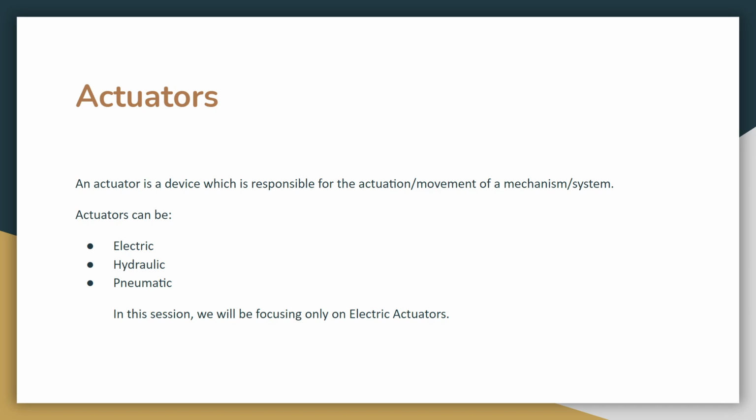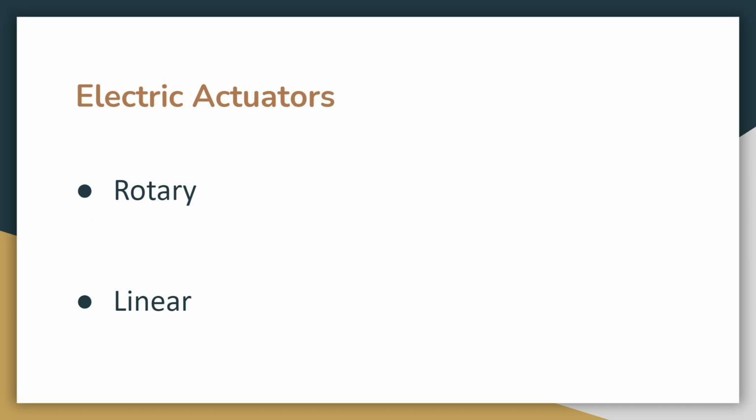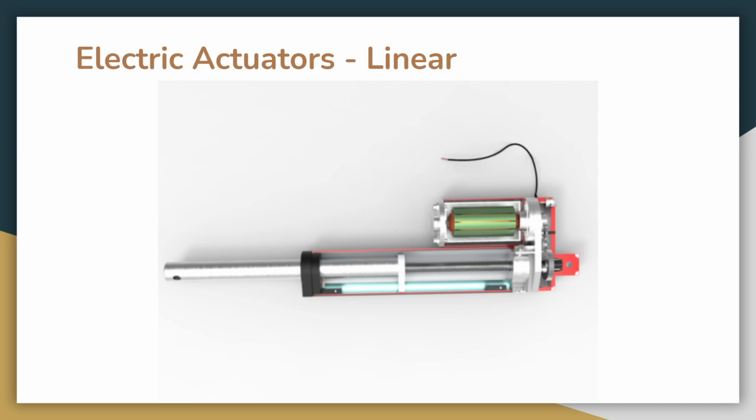Electric actuators are again classified into rotary actuators and linear electric actuators. But to be honest, electric actuators by default are rotary. The linear electric actuators usually are driven by rotary electric actuators. So this is an example of a linear electric actuator.